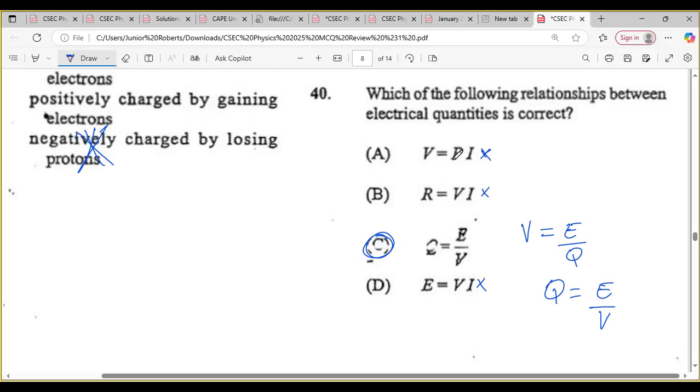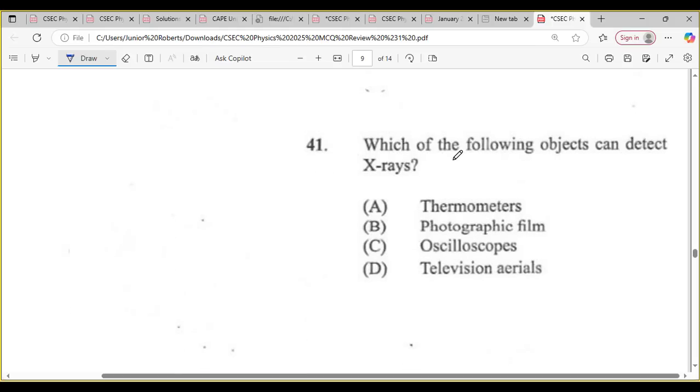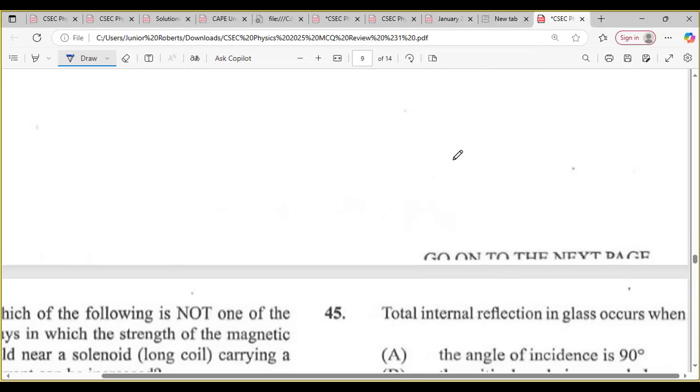So that's 40. So we say 41 is next. 41 says, which of the following objects can detect X-ray? X-rays can be detected by photographic films. So this one is B for number 41.